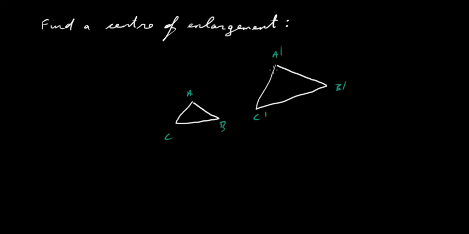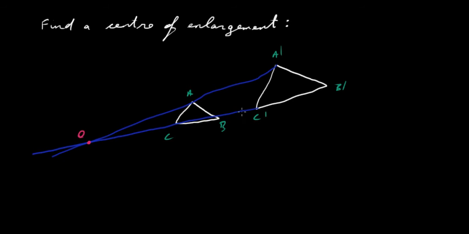So all you've got to do is start at the image, draw lines through the object. Now we only need two really, so I'm just going to take this one as well. I'm going to take C and draw it through C. And what I end up with is a point of intersection of those two lines here. This will be my center of enlargement down here. So that's all you've got to do there.